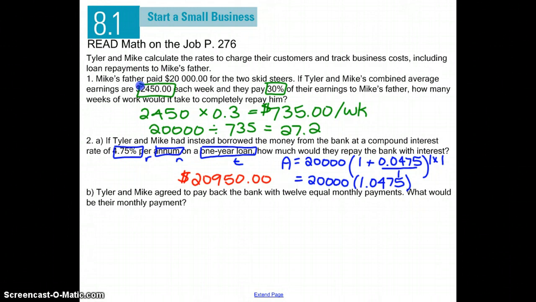So Tyler and Mike agreed to pay back the bank with 12 equal monthly payments. What would their monthly payment be? So we just need to divide this by the number of months we have, which is 12, to get they would be paying $1,745.83 per month.